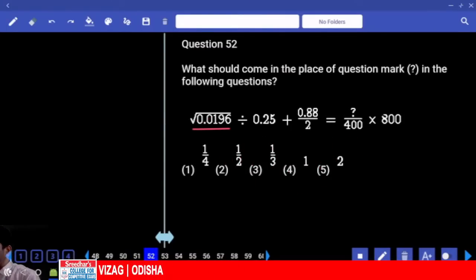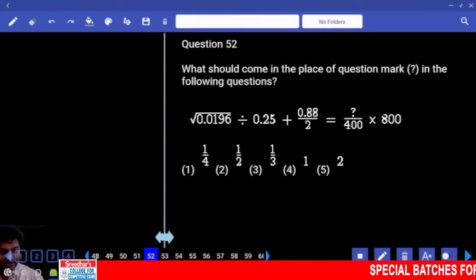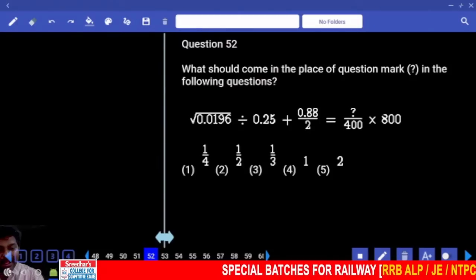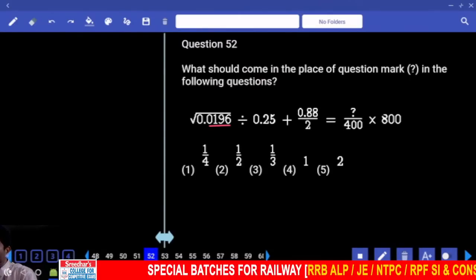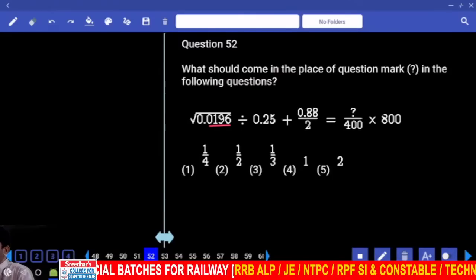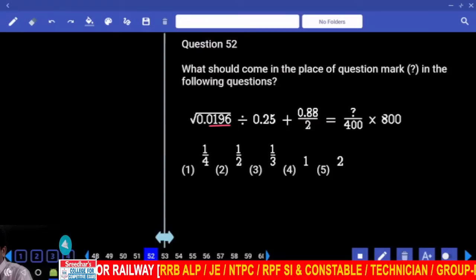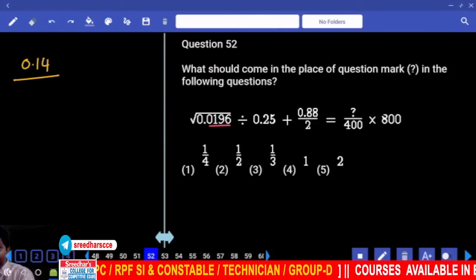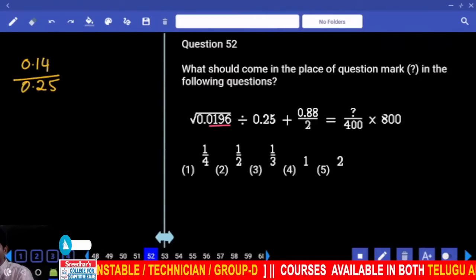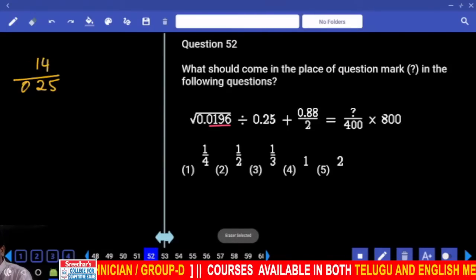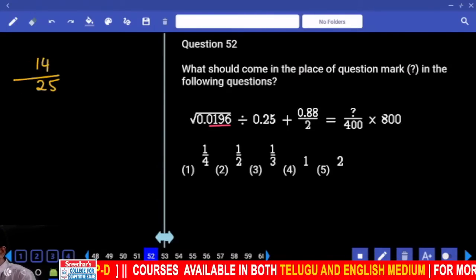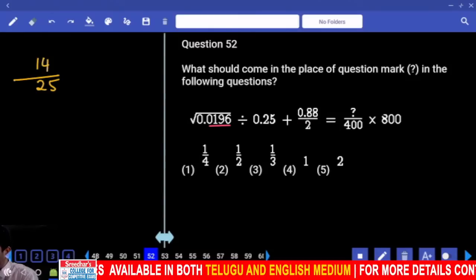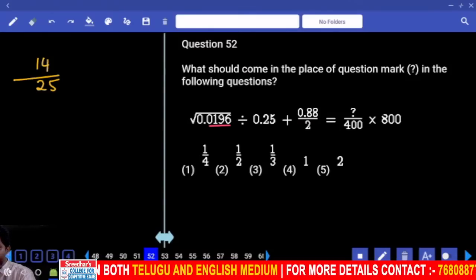Forget about the under root for some time. Later we will consider it. Forget about the decimal also. If you forget about the decimal, under root of 196. After the decimal, how many digits are there? If it comes out, how many digits should be there in the final answer? So 14 should be written as 0.14 divided by 0.25. Simply we can write it as 14 by 25 because there are 2 digits after the decimal in both the numerator and denominator. Are you okay? Plus.